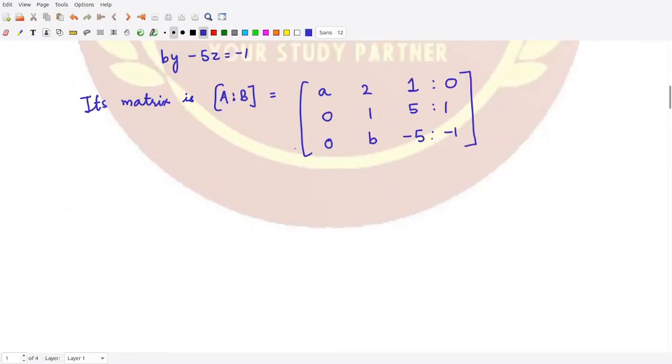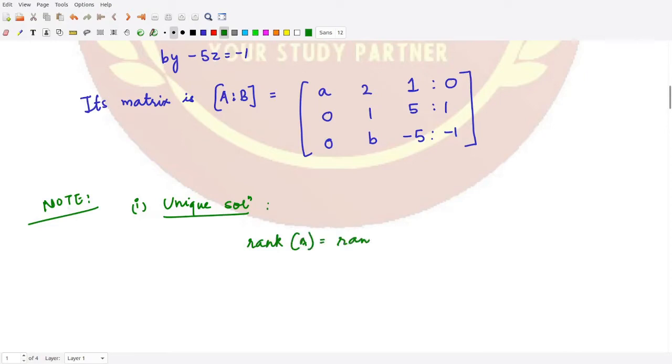So this is our matrix A augmented B. Now you should note when can we say we have a unique solution or no solution or infinitely many solutions. In the first case, unique solution would exist. For a unique solution, we should have the rank of matrix A equal to the rank of matrix A augmented B, and moreover, this should be equal to the number of unknowns. In our case, the number of unknowns is 3. If that is so, we have a unique solution.